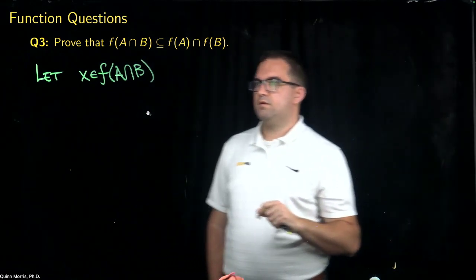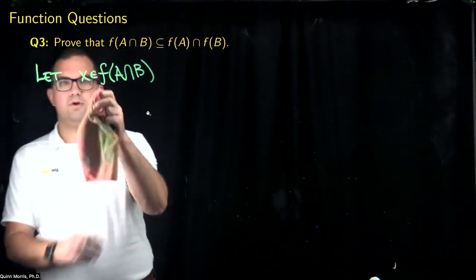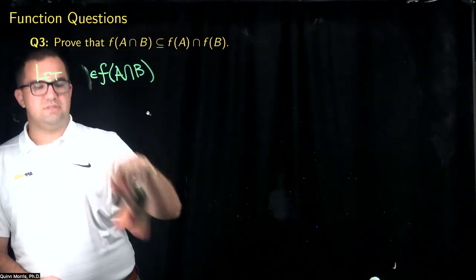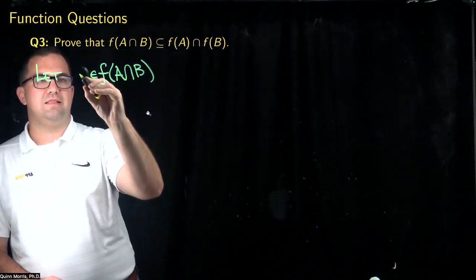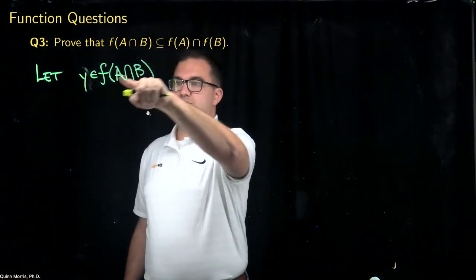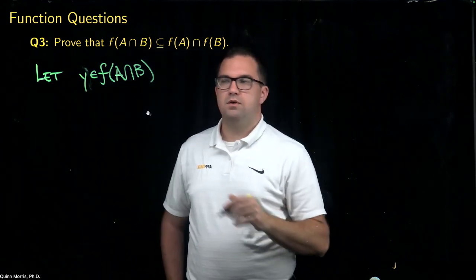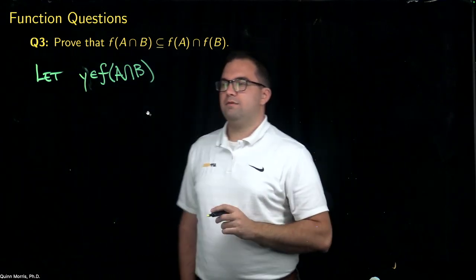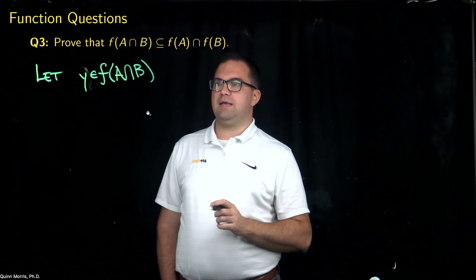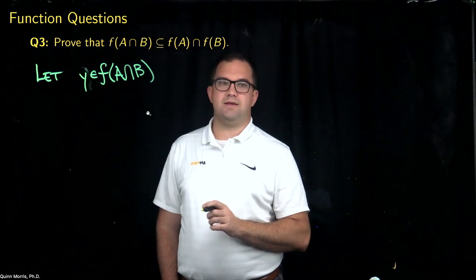Okay. And sorry, actually, I don't want to call this X. I'm going to call this Y. The reason I'm going to call this Y is that this thing lives right in the range, right? It's something that's already been mapped. It's f of something. All right. So let Y be something in f of A intersect B.